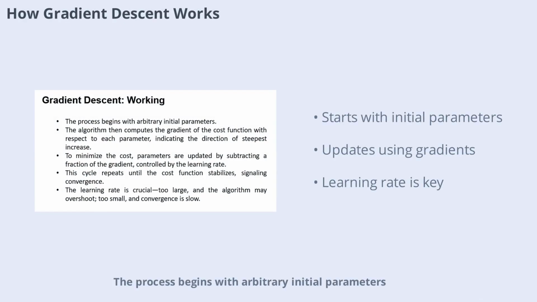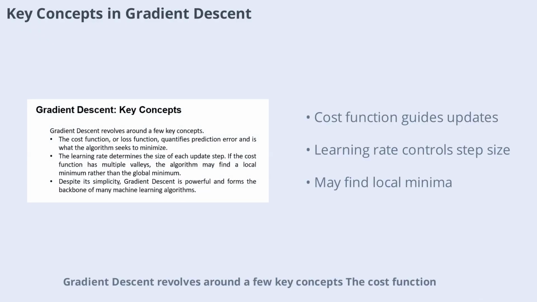The process begins with arbitrary initial parameters. The algorithm then computes the gradient of the cost function with respect to each parameter, indicating the direction of steepest increase. To minimize the cost, parameters are updated by subtracting a fraction of the gradient, controlled by the learning rate. This cycle repeats until the cost function stabilizes, signaling convergence. The learning rate is crucial. Too large and the algorithm may overshoot, too small and convergence is slow. Gradient descent revolves around a few key concepts.